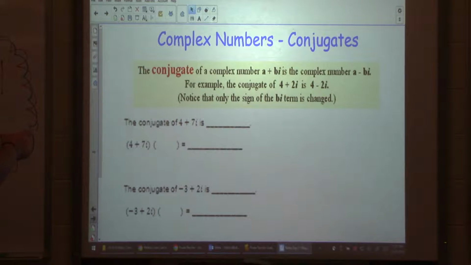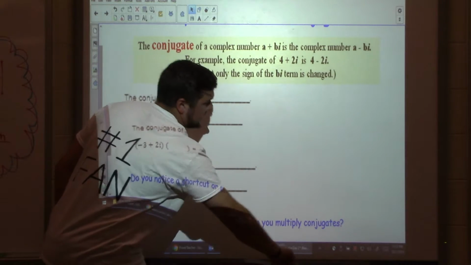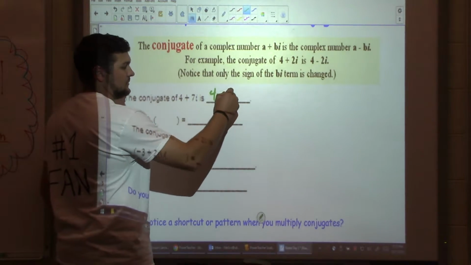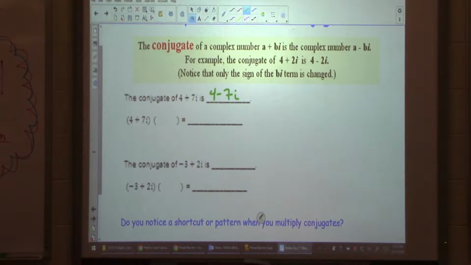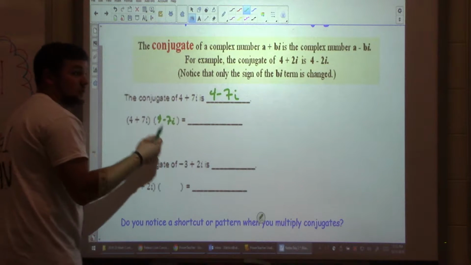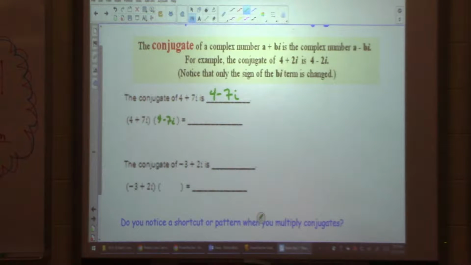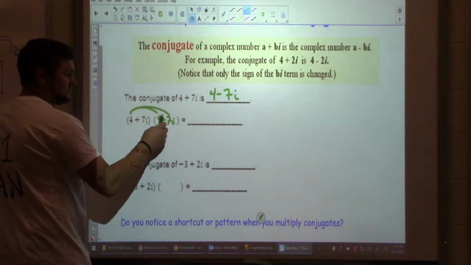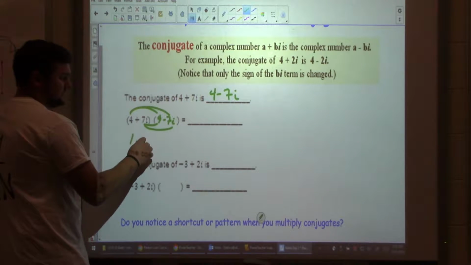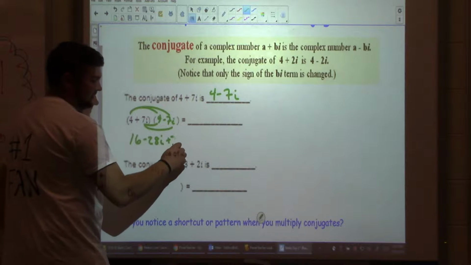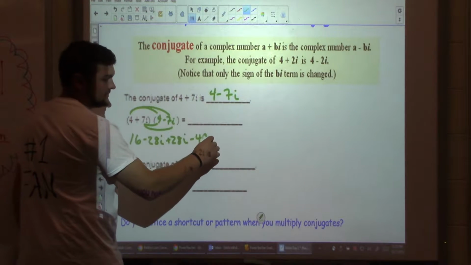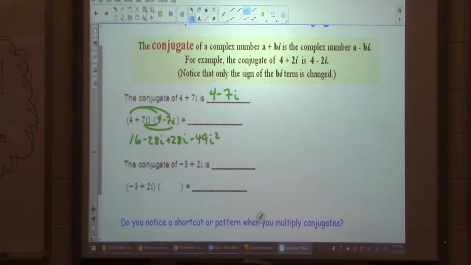Now, what is the conjugate then of 4 plus 7i? 4 minus 7i. Okay. Well, if I want to multiply those two, just to see what happens, how would I multiply the complex number and its conjugate? FOIL. First, outside, inside, last. 16 minus 28i plus 28i minus 49i squared. All I did, I FOILed it.